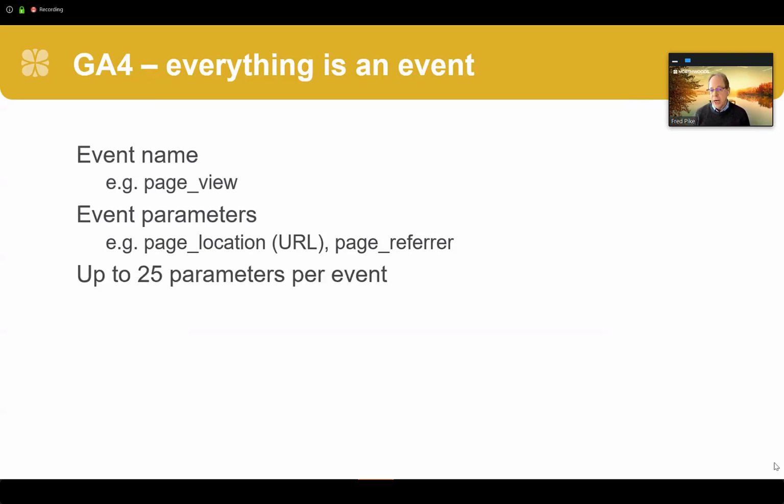And you can have up to 25 parameters per event. So you can really think about the power of GA4 having a lot of information to go along with each of those events. That's one of the real strengths and beauty of GA4, how much information you can attach to those events.